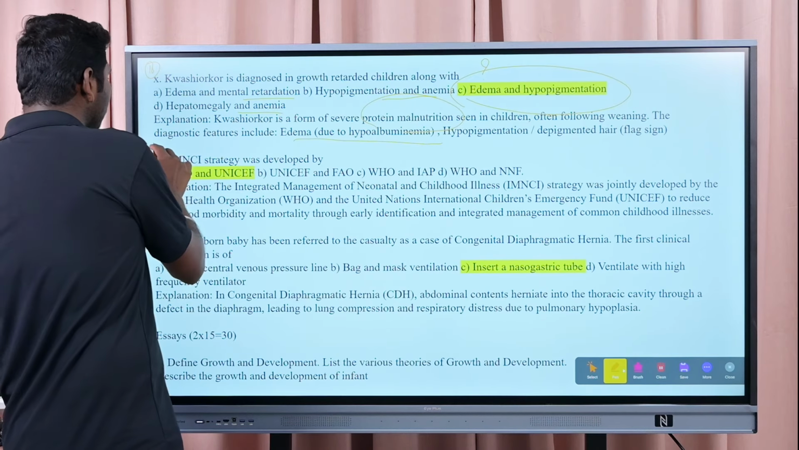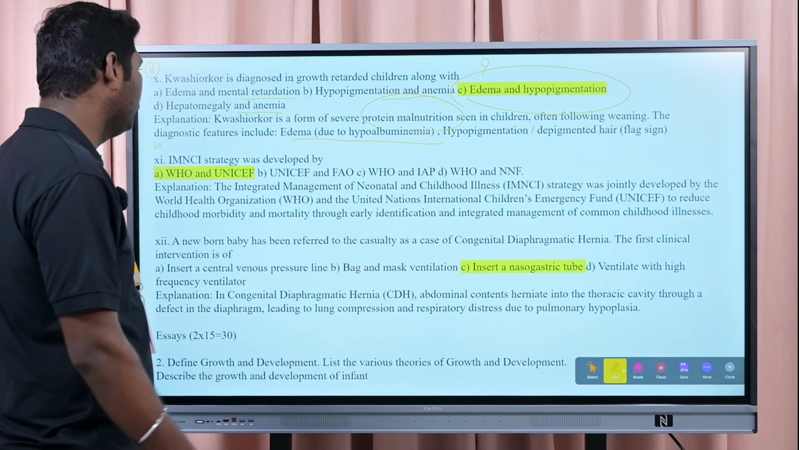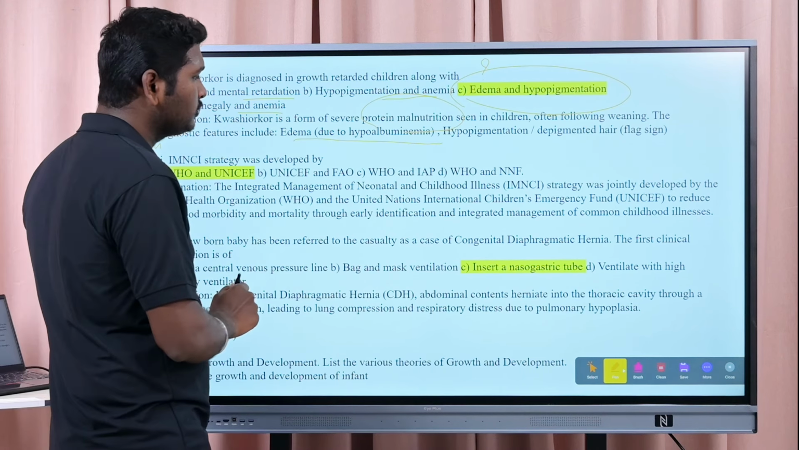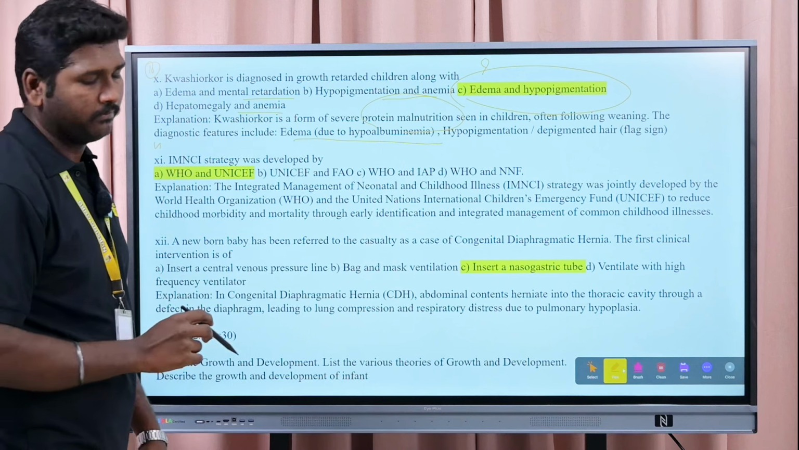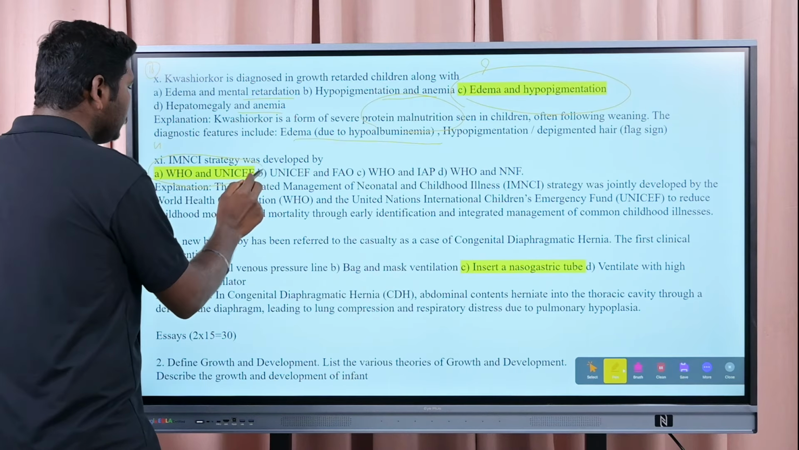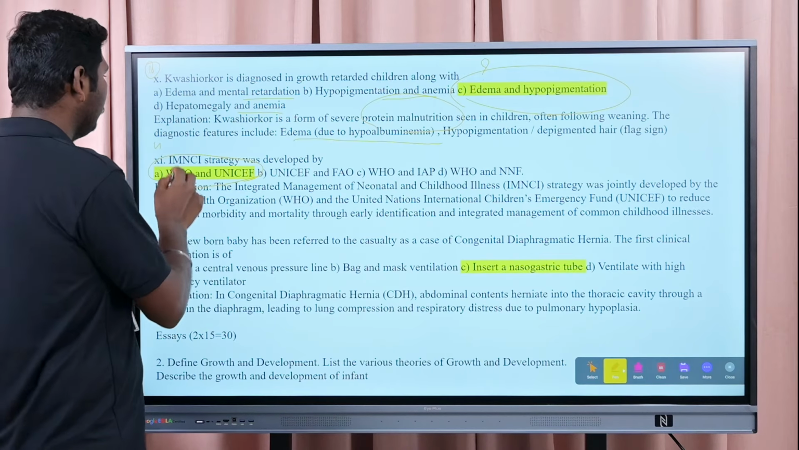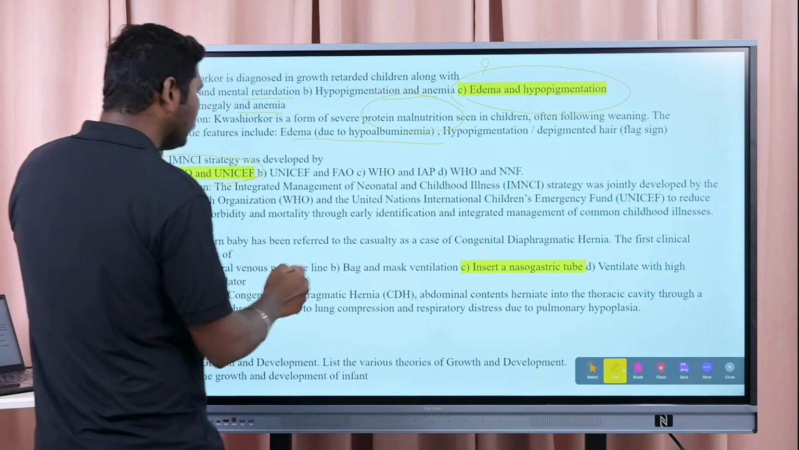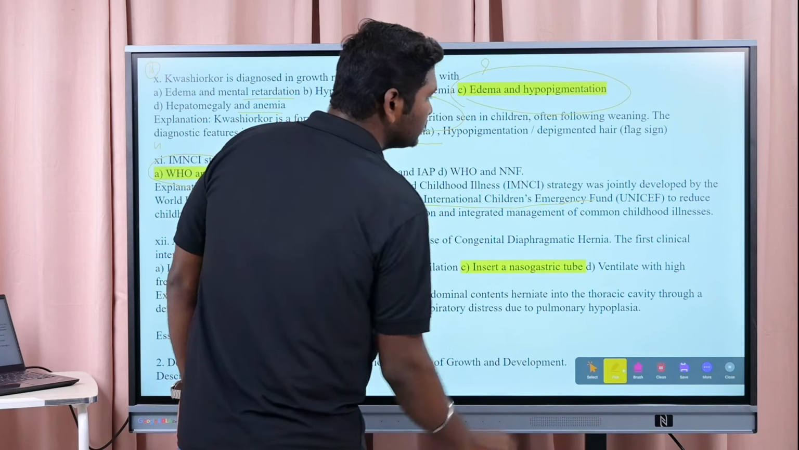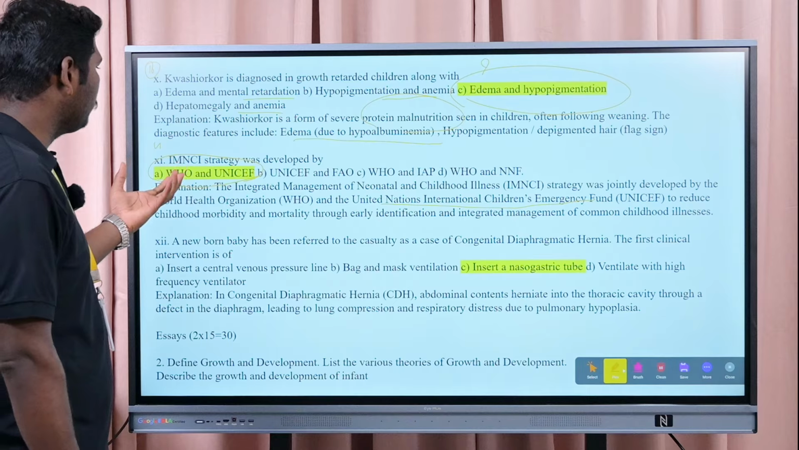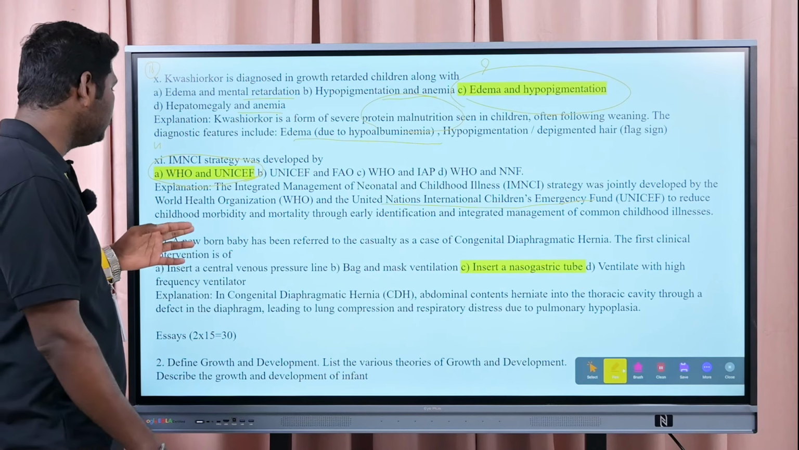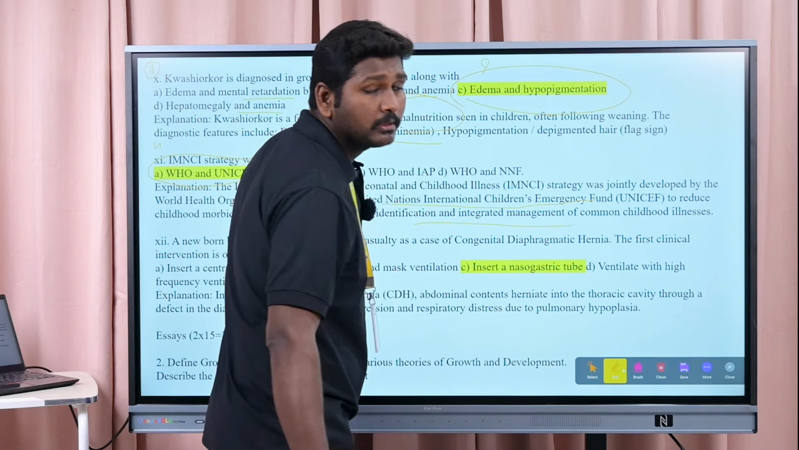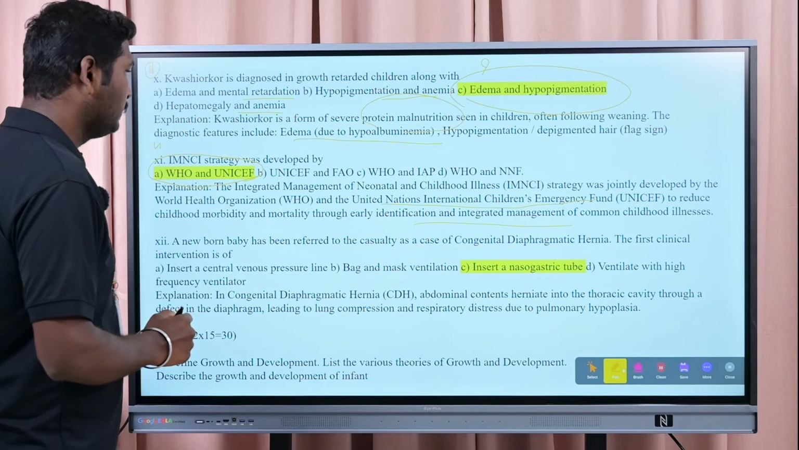And next is the 11th question. IMNCI strategy was developed by A, WHO and UNICEF; B, FAO and WHO; C, WHO and IAP; D, WHO and NNF. So what is the correct answer? WHO and UNICEF is the correct answer, where IMNCI strategy was developed by the World Health Organization and UNICEF, the United Nations International Children's Emergency Fund. These two collaborated to form the IMNCI strategy to reduce child morbidity and mortality through early identification and integrated management of common childhood illnesses.